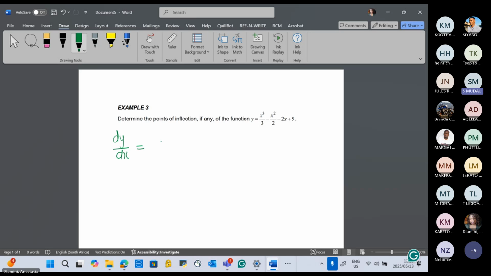x squared minus x minus 2. Thank you. So this is 3x squared over 3 minus 2x over 2 minus 2. So it's x squared minus x minus 2. Is it correct? Yes, thank you. The second derivative is 2x minus 1.